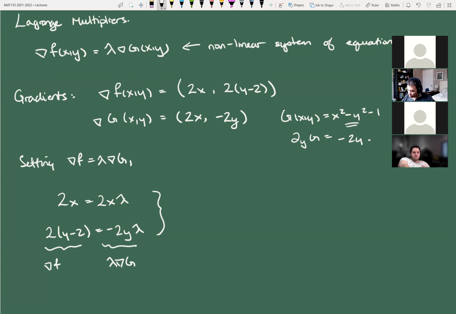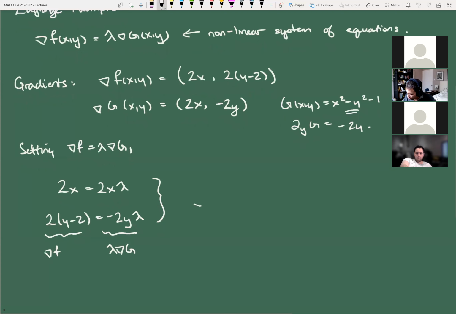Okay, so I don't like these 2's. I think that they're just kind of annoying. So we can get rid of them because there's a 2 in everything. So let's make this a little bit easier. We get x is equal to x lambda, and then we're going to get y minus 2 is equal to negative y lambda.